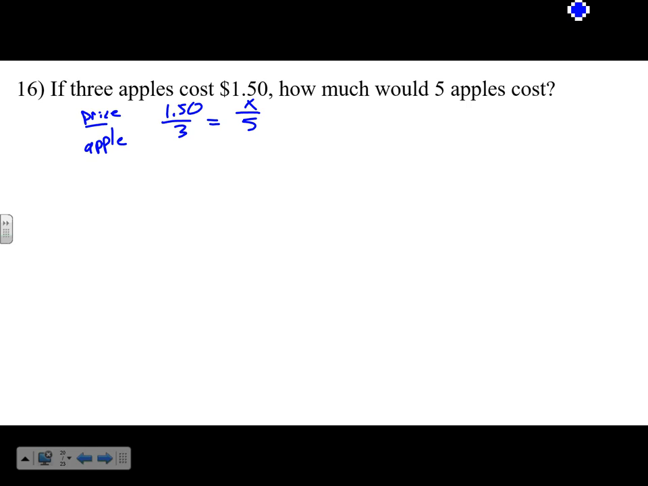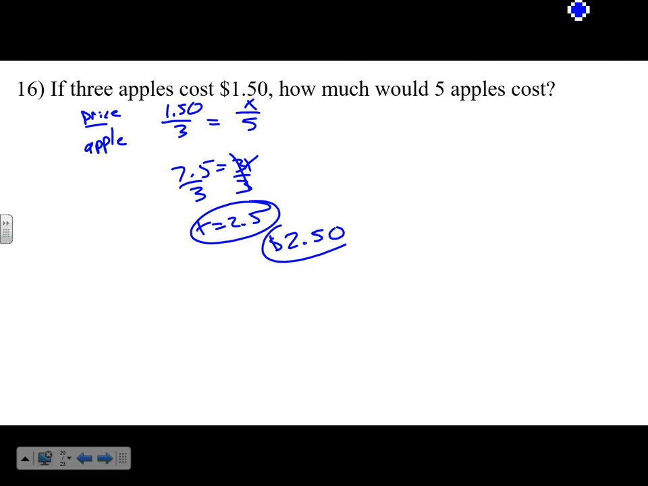Well, we have 5 times 1.50, and that is 7.5 is equal to 3x. Divide both sides by 3. We get x is equal to 2.5. So for 5 apples, it would be $2.50. Again, honestly, if you left it as 2.5, I could live with that.